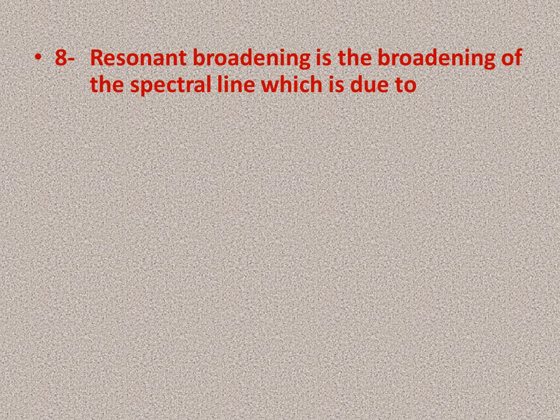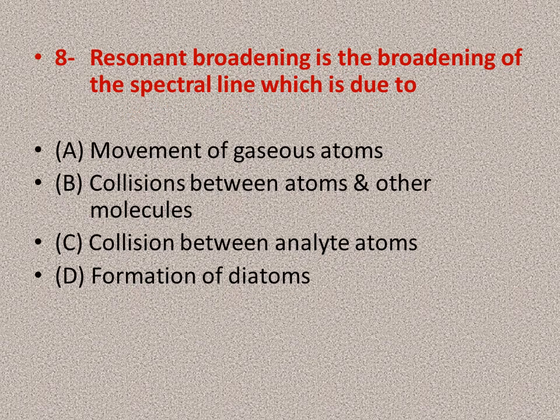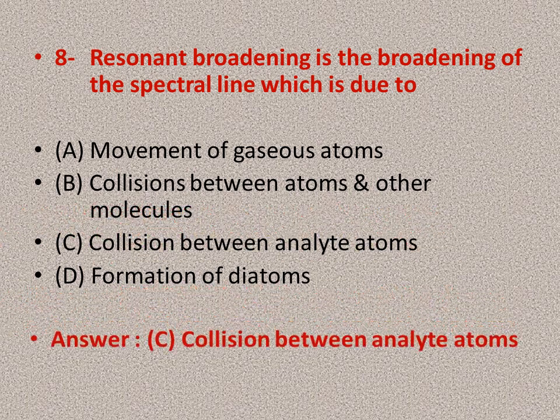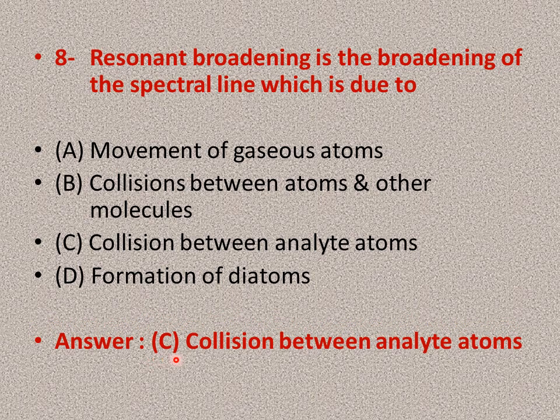Question number 8, again from interferences. Resonant broadening is the broadening of the spectral line which is due to, let's see the options. A is the movement of gaseous atoms, B is collisions between atoms and other molecules, C is collisions between analyte atoms, while D is formation of diatoms. So let's see what is the reason for the problem. The right answer is option C, that is, due to collisions between analyte atoms.